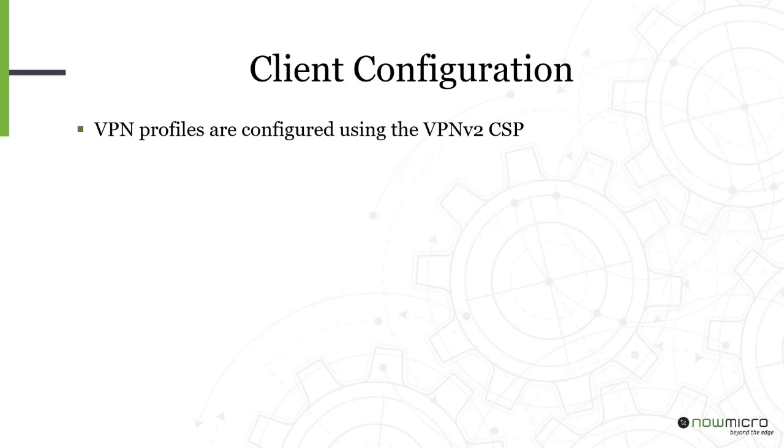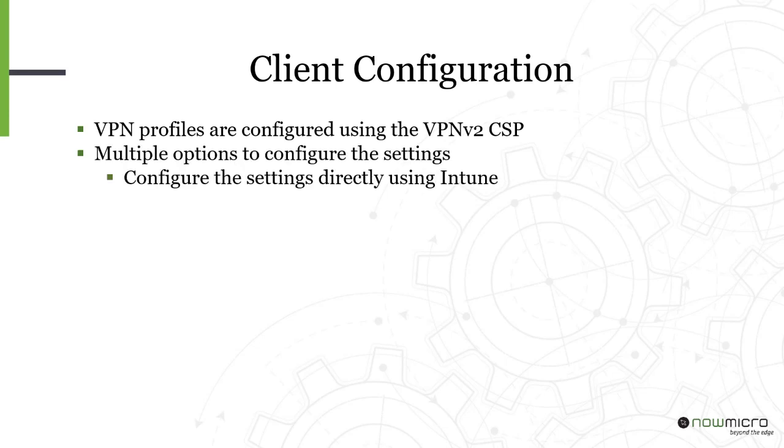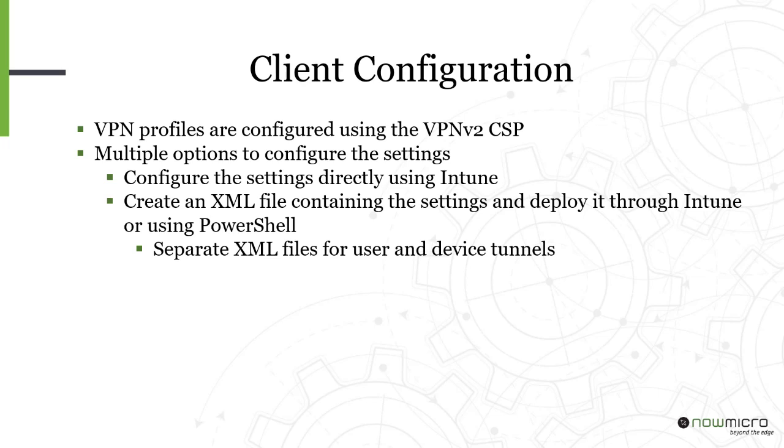So then the next piece is the client configuration. As I mentioned, this is the new piece that makes the whole Always On VPN technology tick. The VPN profiles are configured using the VPN v2 configuration service provider. There are multiple options to configure the settings in the VPN v2 CSP. You can configure the settings directly using Intune, or you can create an XML file that contains the settings and deploy that through Intune, or deploy it directly using PowerShell.